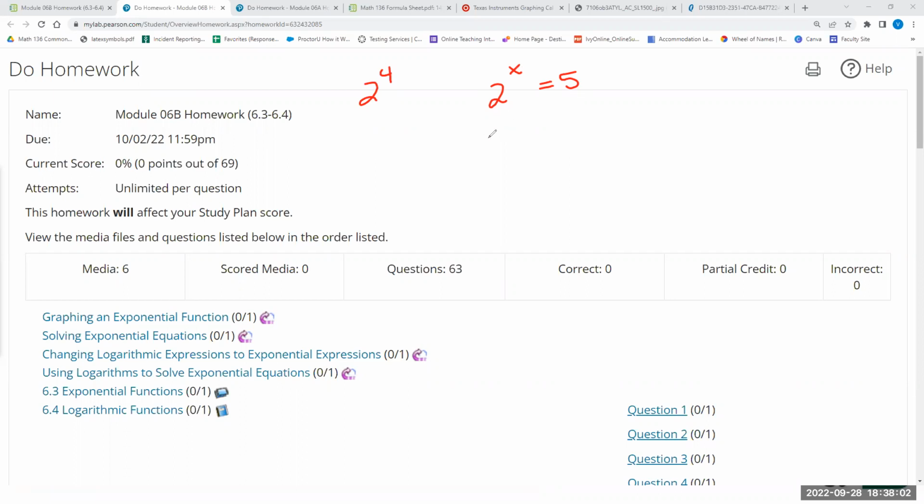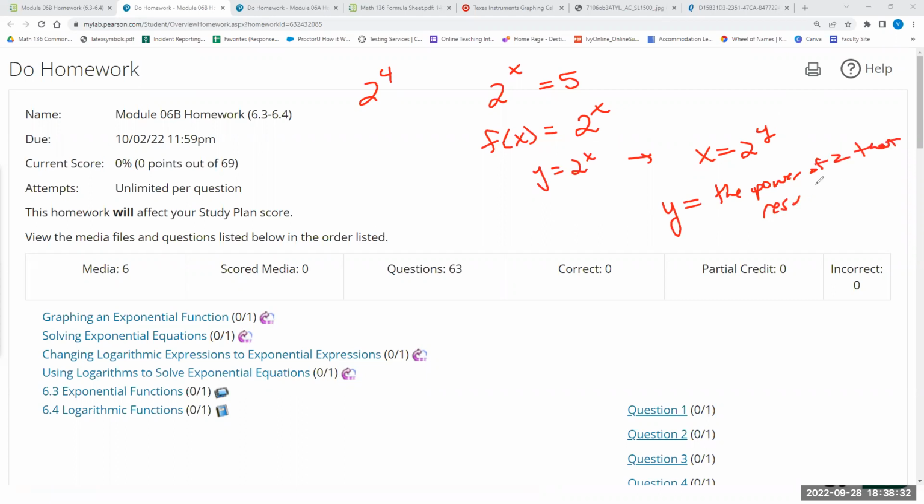If I have a function f of x equals 2 to the x, and I want the inverse function, so I'd have y equals 2 to the x, and I would turn that into, switch the x and y, x equals 2 to the y. But to solve for y, you can't divide by 2, you can't divide by y, like this is saying what power. So all I know here is y is the power of 2 that results in x.